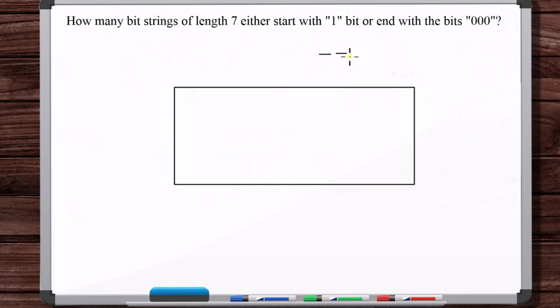So 1, 2, 3, 4, 5, 6, 7. This is permutations with repetition. We're choosing from 2 items, and you can repeat the items. Permutations with repetition is really simple. It's the number of elements to choose from, to the power of the number of slots. So it's 2 to the 7th. That's the number of outcomes in the entire system.